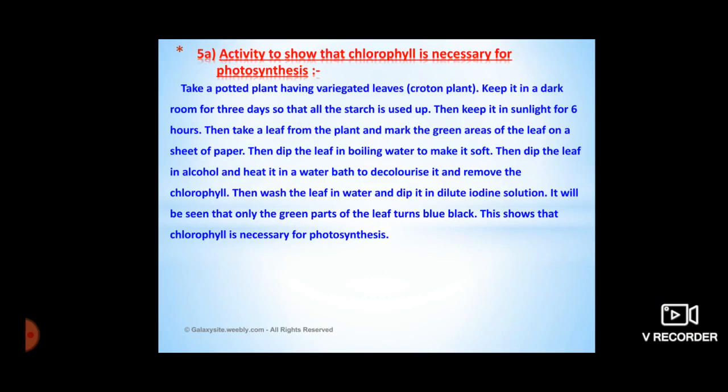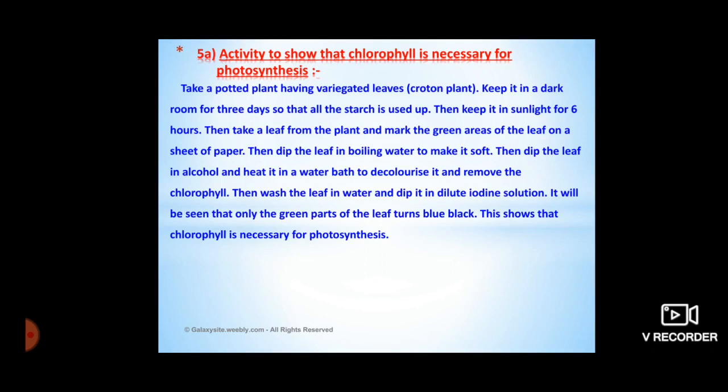Here, there is one activity that we are going to conduct in this process. That activity is called chlorophyll is necessary for photosynthesis. Already we know that at the time of photosynthesis, the plant will absorb carbon dioxide, sunlight, water and nutrients with the help of various parts of the plant body, and that is utilized by a chemical process, and the process of photosynthesis begins.